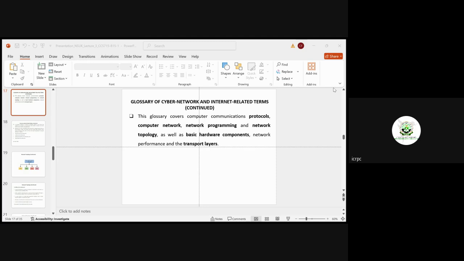I have defined network for us. So when we look at computer network, we're actually considering the connection or the combination of two or more computers for them to be able to interact and then share resources, right? So that is what computer network is. Now look at network programming. Network programming are those set of instructions that are written for our network.